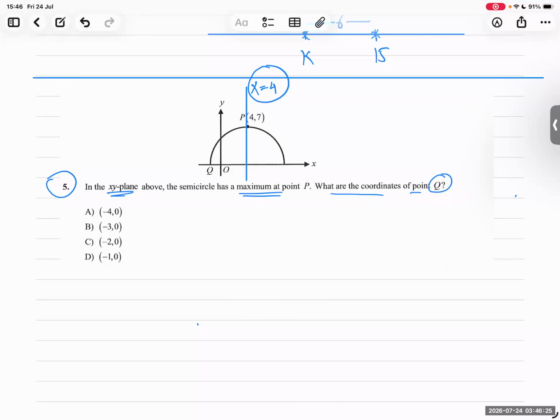So here you go. Now see, it's the semicircle. So 4, 7 would mean this is 4 and this is 7. That tells me that the radius of the circle is 7. So from your center, if you move 7 units behind, you land at minus 3. So it is minus 3 and 0.